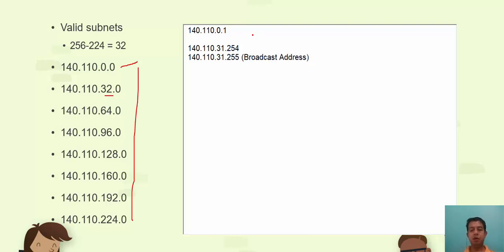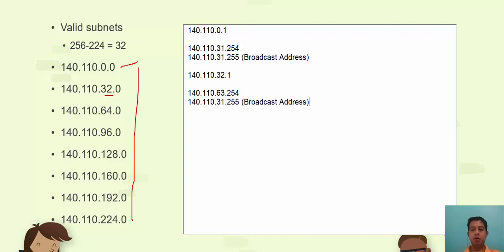Okay, so this is the valid hosts of my first subnet. The valid hosts of my second subnet start from 140.110.32.1, and it will go on up to 140.110.63.254. 140.110.31.255. This would be the broadcast address of the second subnet. Okay, now you can go on like this. You can go on for each of the subnets.